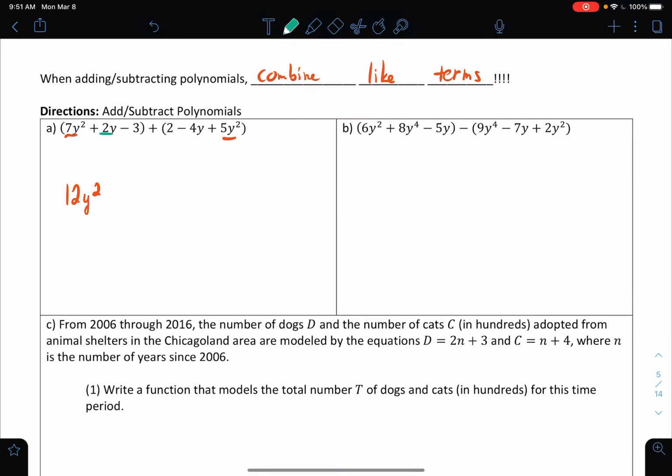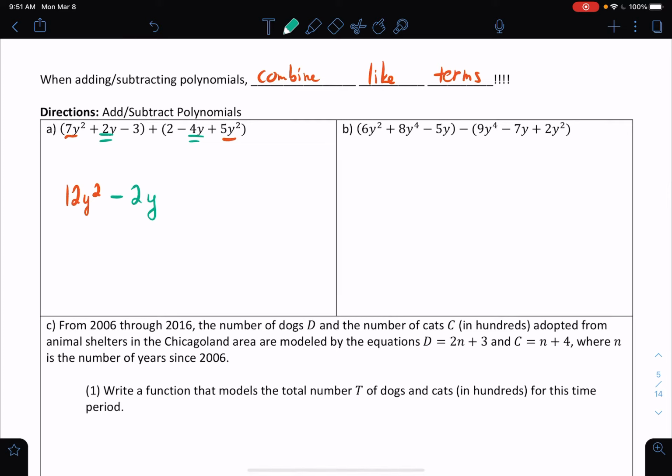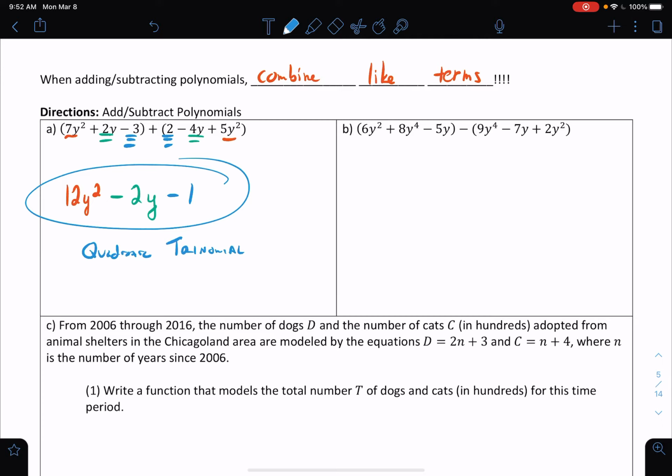Next up, we've got 2y plus negative 4y. So 2y plus negative 4y, that's going to give me minus 2y. And then for our last one, we got negative 3 plus 2. Negative 3 plus 2 is negative 1. So there we get that. This is a quadratic trinomial. Because the exponent, the degree is 2, and there are 3 terms. So it's quadratic trinomial.